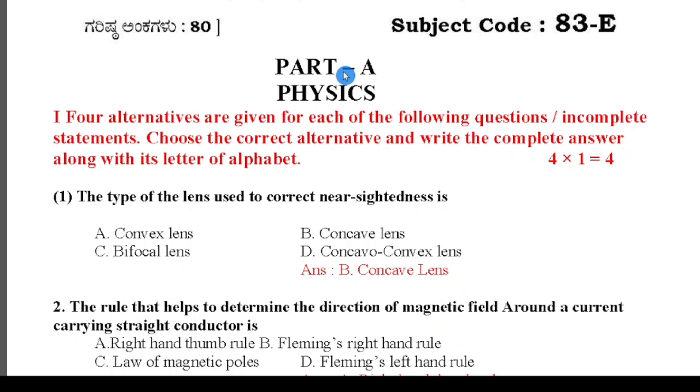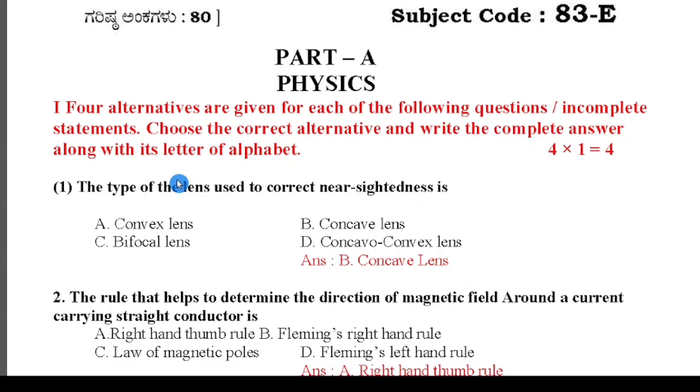In science we have 3 parts: part A, part B, part C. Part A is physics, part B is chemistry, part C is biology. First, part A physics. First main: 4 alternatives are given for each of the following questions which are incomplete statements. Choose the correct alternative and write the complete answer along with its letter of alphabet. So they are given as multiple choice. You have to write the correct answer with the letter of alphabet.